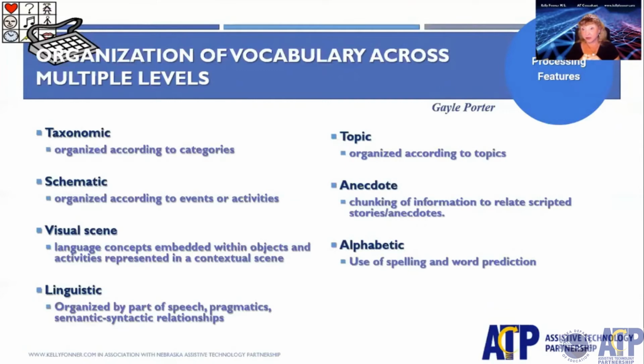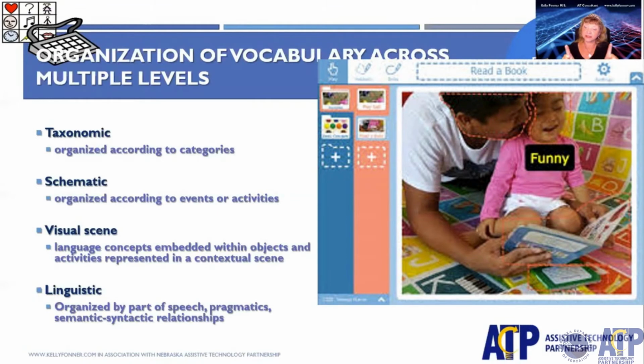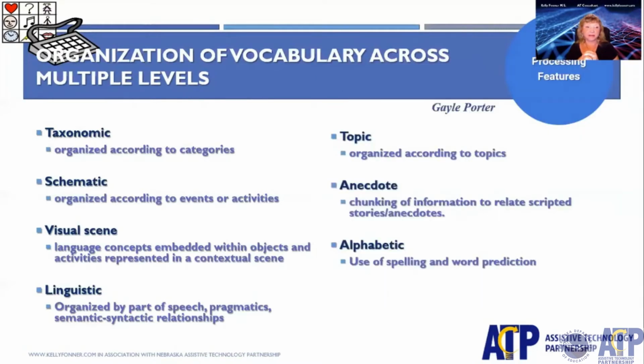Some systems are organized by visual scenes. You'll see a large image that will have hotspots that speak right on the photograph or right on the drawing. There may be some extra symbols to support around the sides, but most of the communication happens right on the image itself. So if I was an image of me, you would touch my face and it would say Kelly, or it would say face, or it would say eyes, however you have it set up that way.